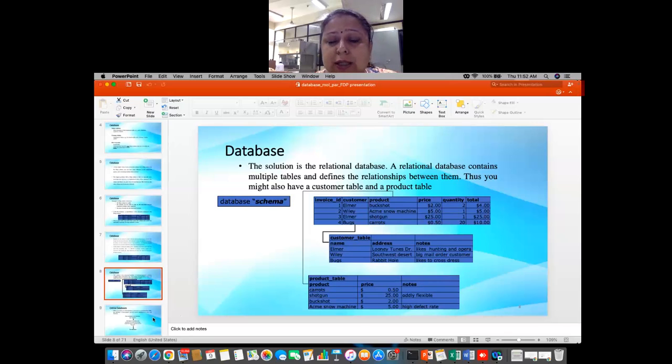So the solution is the relational database. A relational database contains multiple tables and defines the relationships between them. Thus, you might have now two tables, a customer table and a product table. So you join them through schema. So this is a database schema where you are making smaller multiple tables and they are being joined so that you can keep more information in such a database.